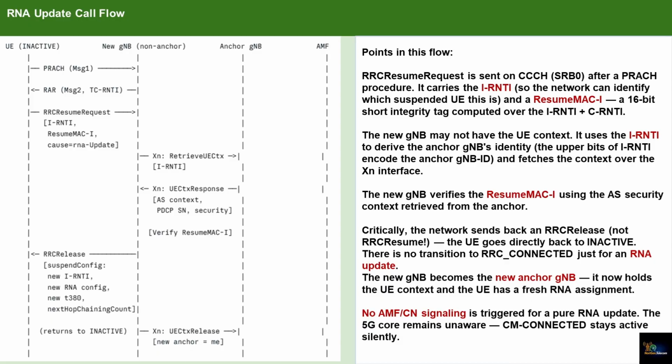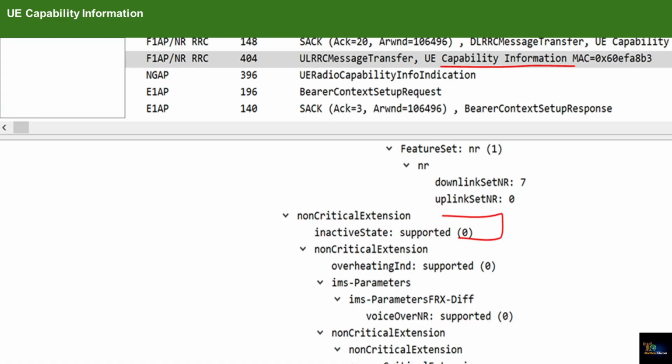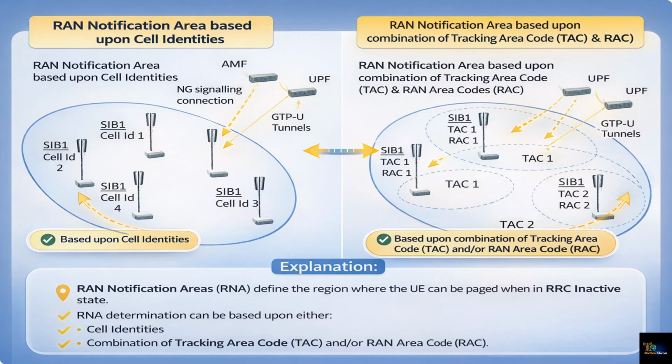Here we have to discuss the RNA part first. So first, the RAN notification area based on cell identity. Here AMF and UPF, meaning the NG signaling connections and GTP-U tunnels, and these circles denote the cell IDs, based upon cell identities.